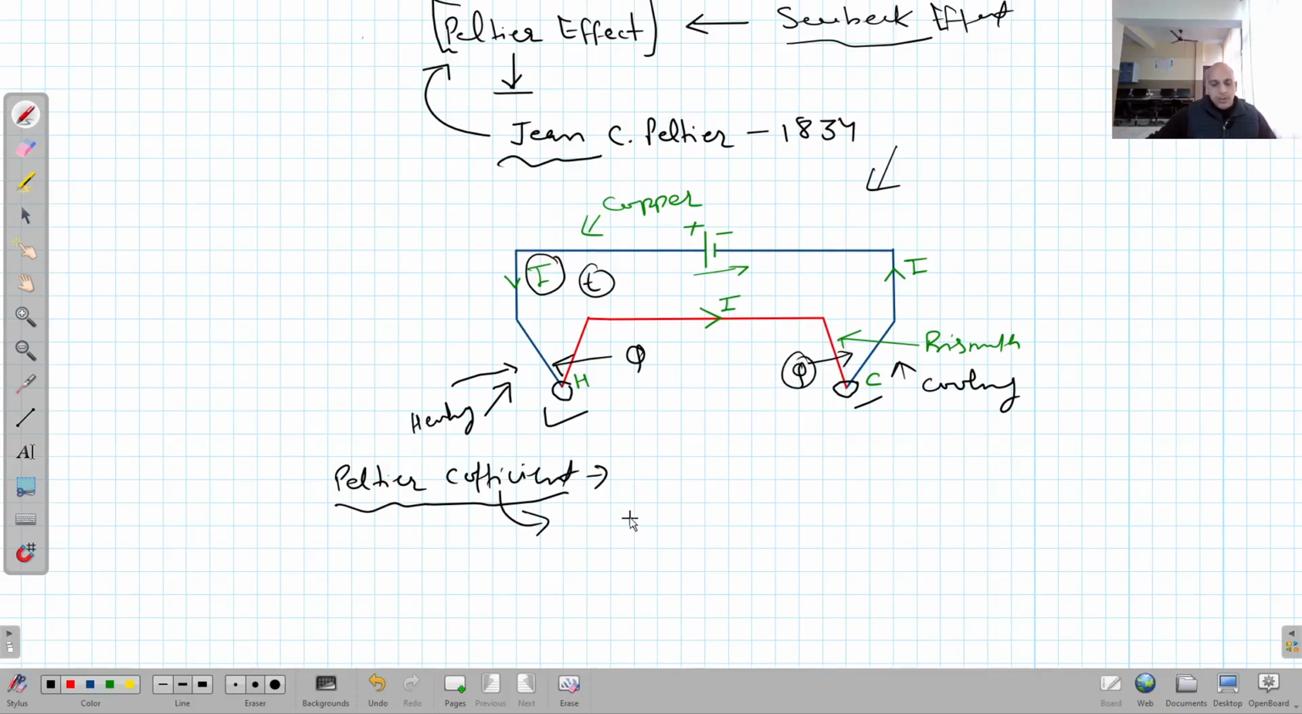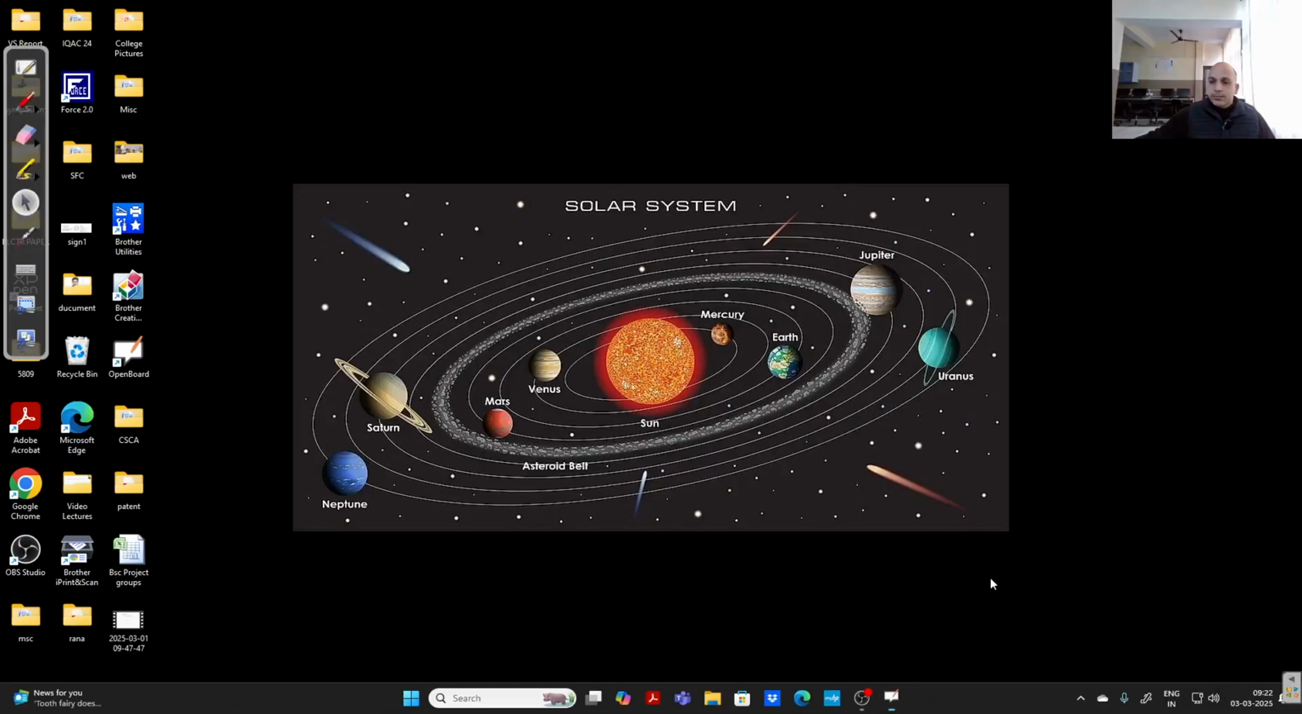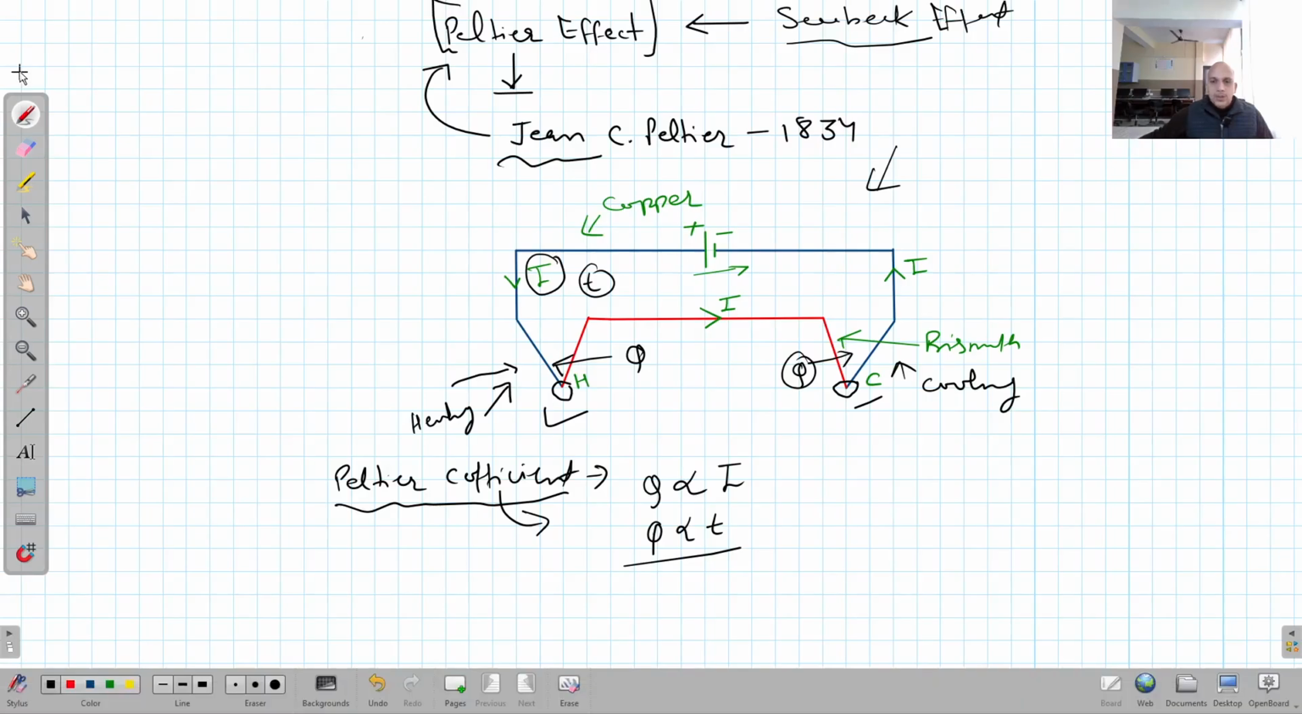So according to the study of Peltier, this amount of heat evolved or absorbed is directly proportional to two factors. One is the amount of current flowing in the thermocouple, and the second is the time for which this current flows. If I write it combined, then Q is directly proportional to I t. I can write Q = π I t. Here π is a proportionality constant and this is the Peltier coefficient.